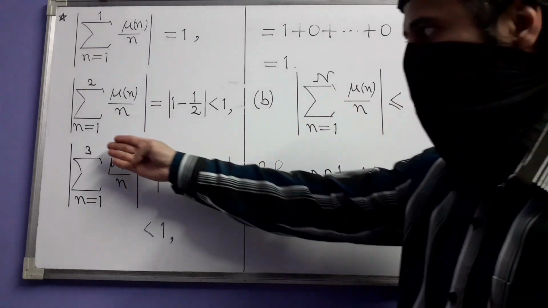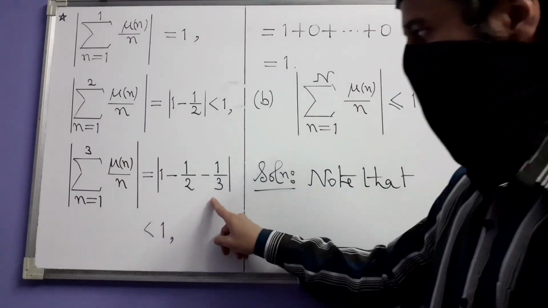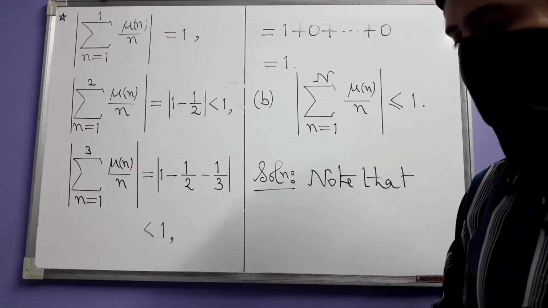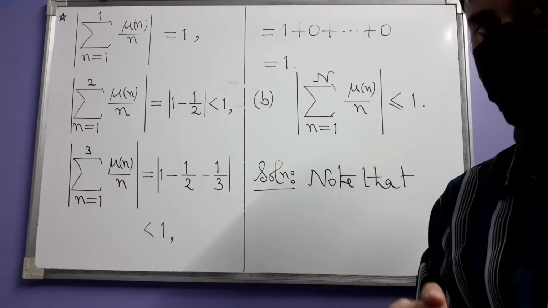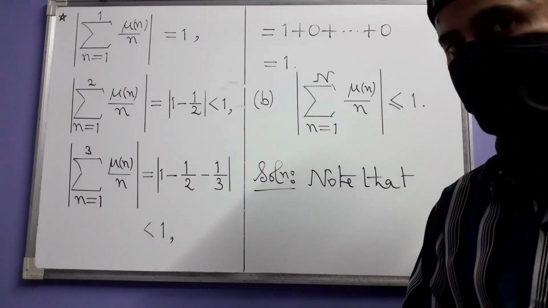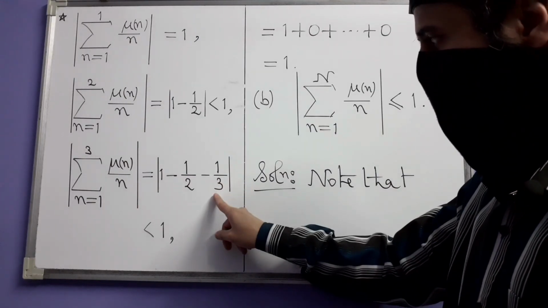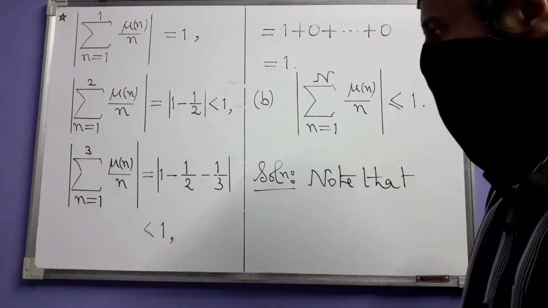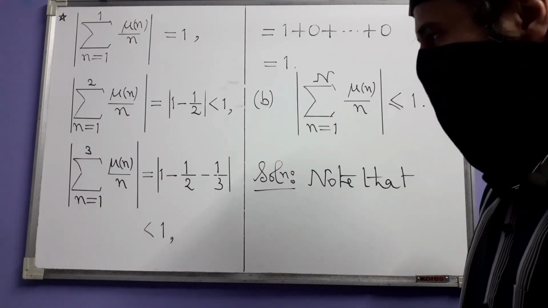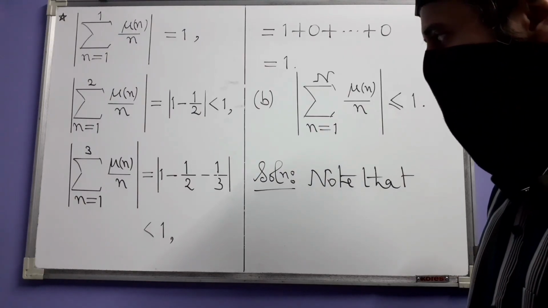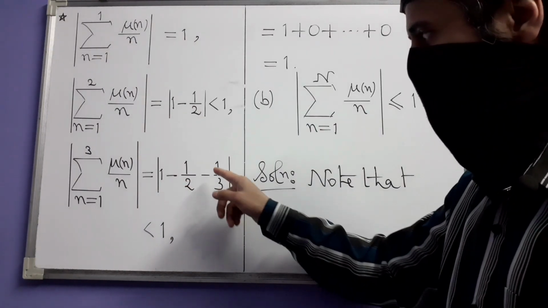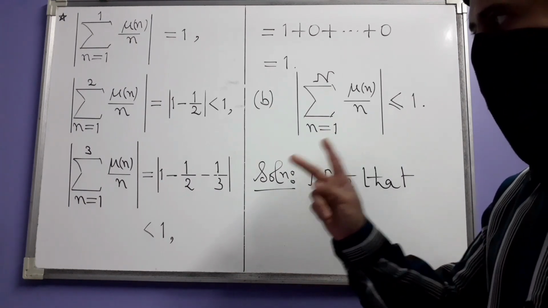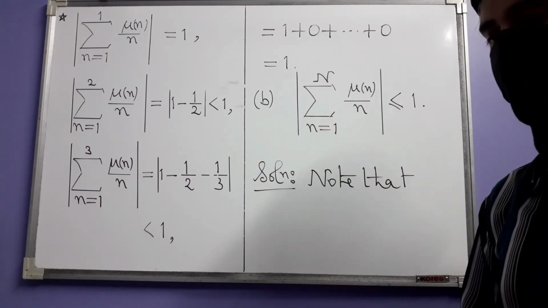And when capital N is 3, then we similarly have this. The first two of course are this, and then the next one is mu of 3 divided by 3. Mu of 3 is also minus 1, and that's why we are getting minus 1 over 3. And you calculate the value, whatever it is. I think it will be 1 divided by 6, because 6 minus, yes, so that is also less than 1.